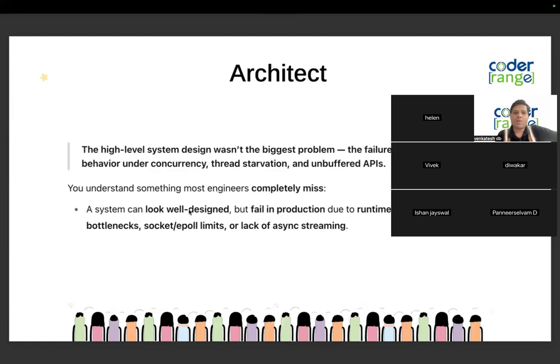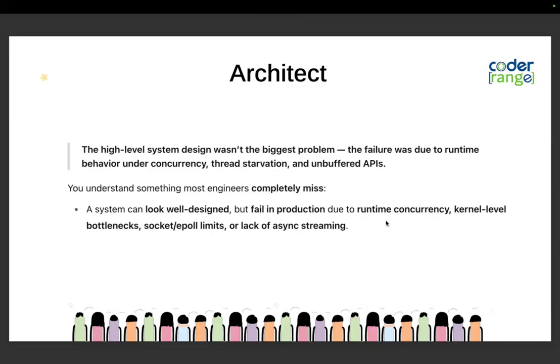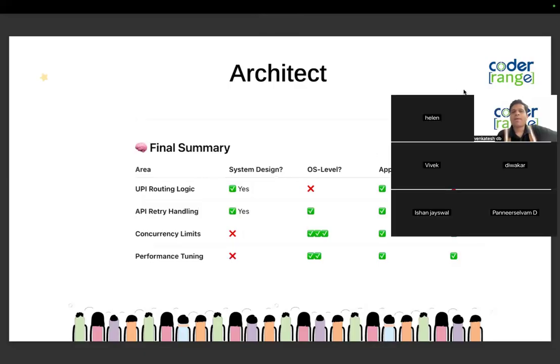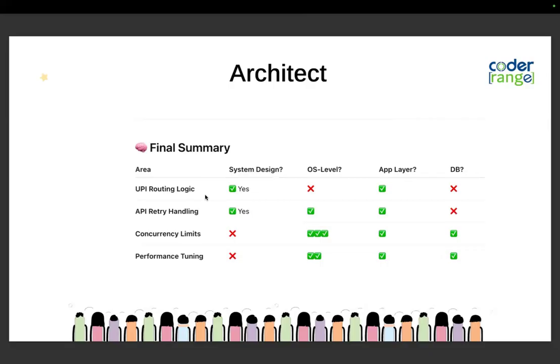So a system can look well designed, but it will always fail in production due to runtime concurrency or kernel level bottlenecks, or whatever it is. In the case of Paytm, as an architect, I'm talking about the final UPI routing logic. Yes, definitely it is an improvement from the system design side, but not at the OS level or application layer. But API retry handling is good for system design. At the OS level, yes, somewhat, but concurrency limits and performance tunings are the key layers of OS level interventions.